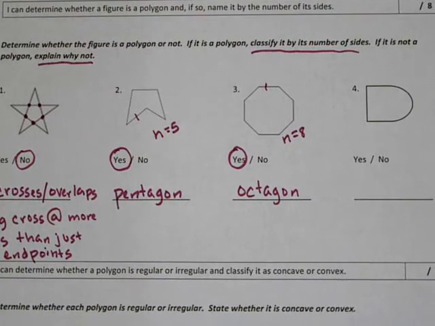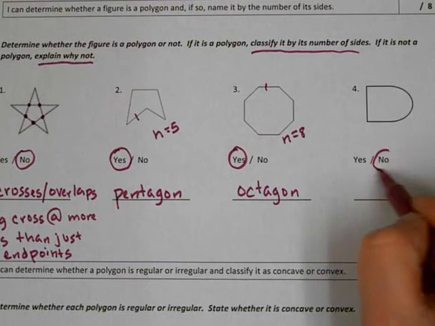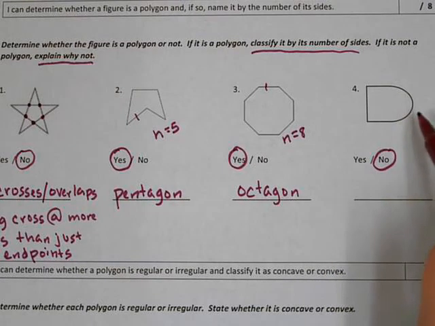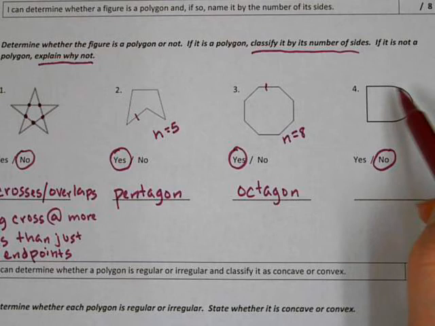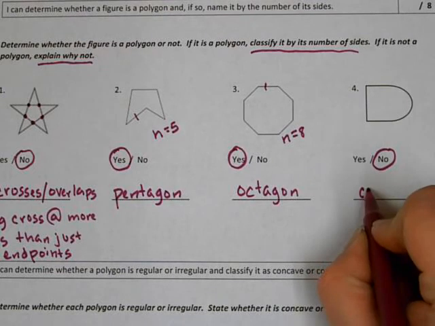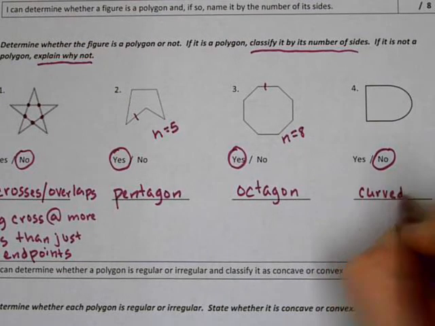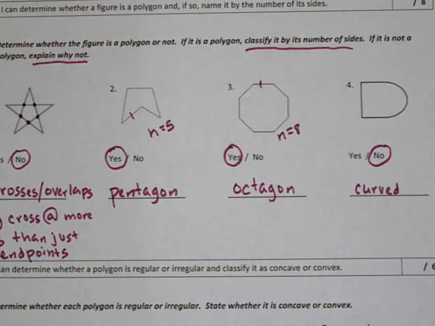And for figure 4, this is not a polygon. This part right here is curved. Polygons have to be made up completely of segments. And so because that is curved, that is not a polygon.